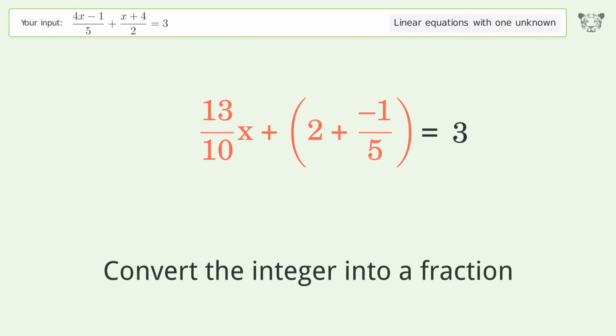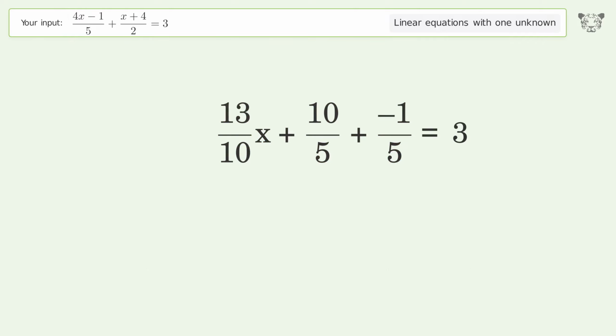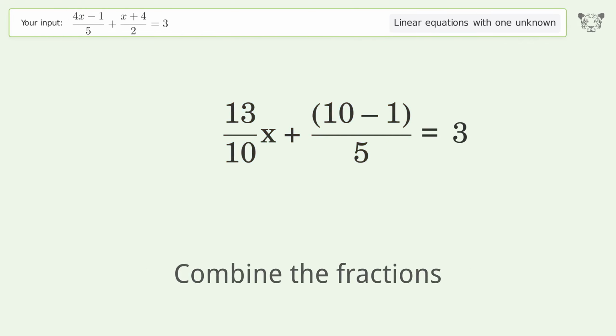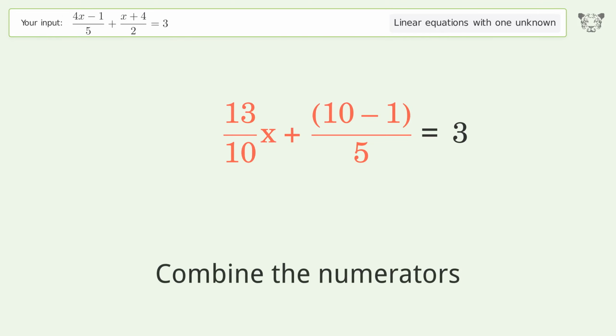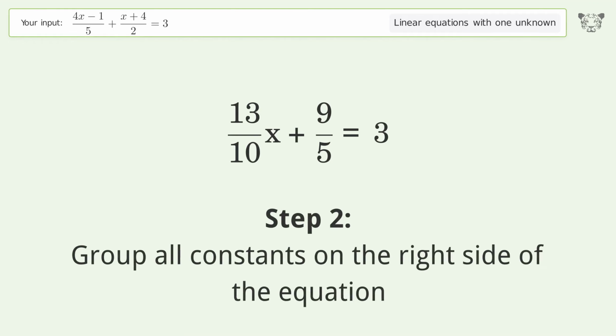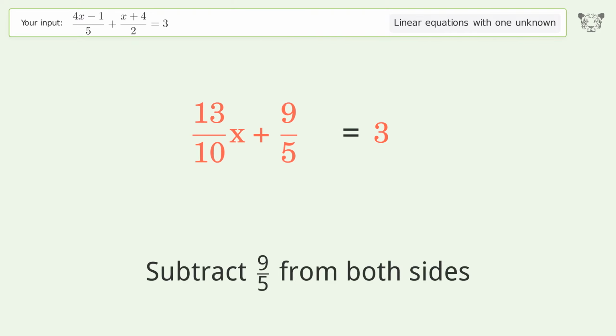Convert the integer into a fraction. Combine the fractions. Combine the numerators. Group all constants on the right side of the equation. Subtract 9/5 from both sides.